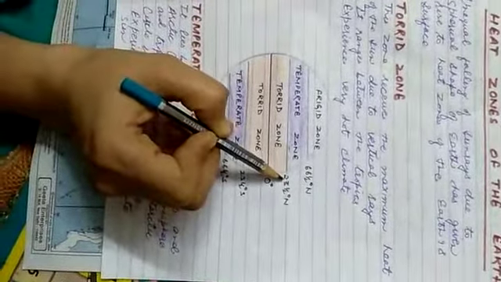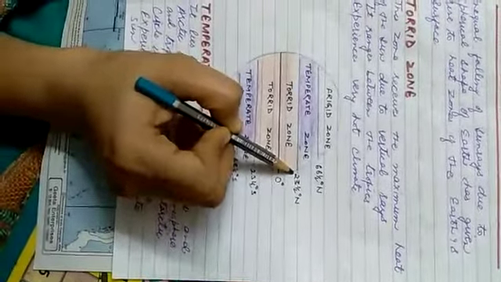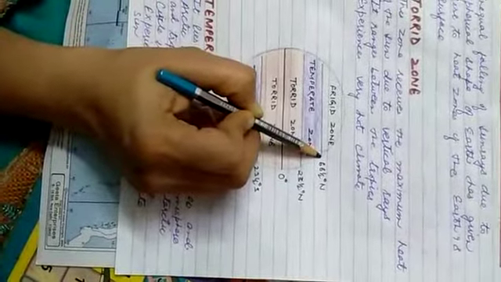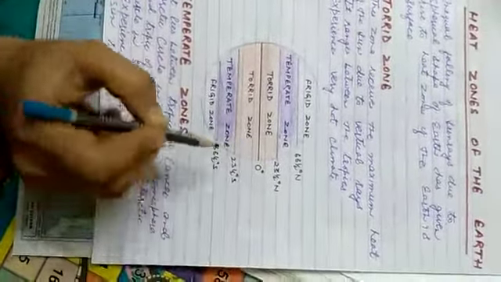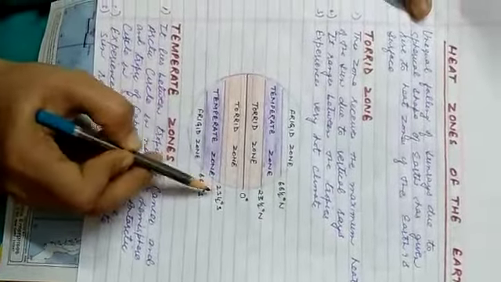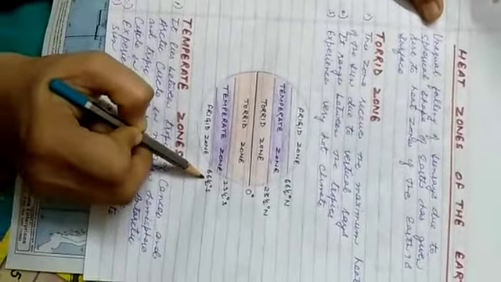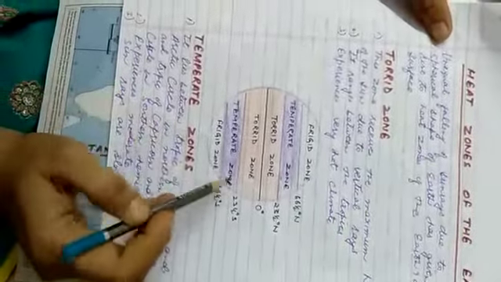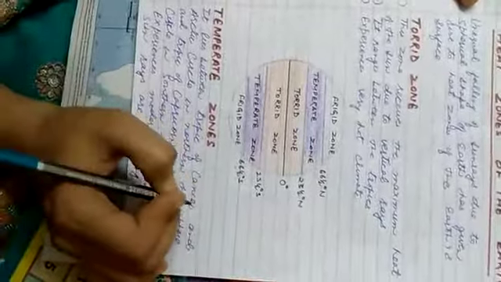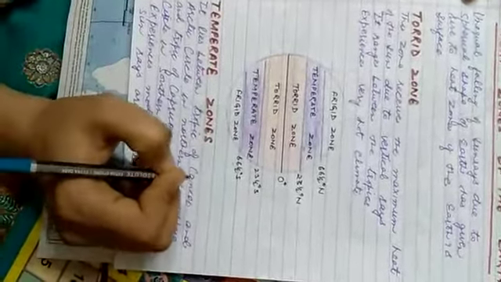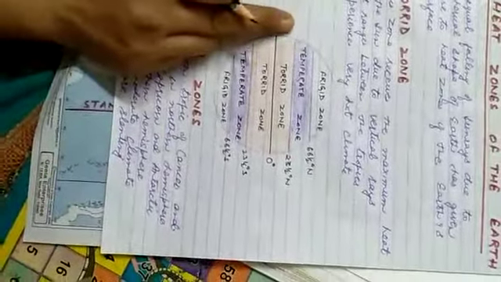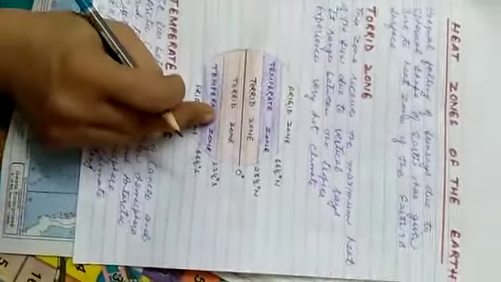Next zone is temperate zone. It lies between the Tropic of Cancer and Arctic Circle, and in the southern hemisphere it lies between the Tropic of Capricorn and Antarctic Circle. This zone experiences moderate climate, neither too hot nor too cold, and sun rays always fall slanting.